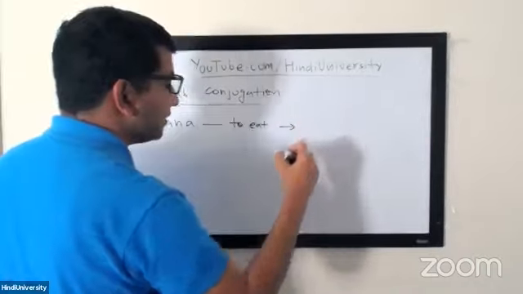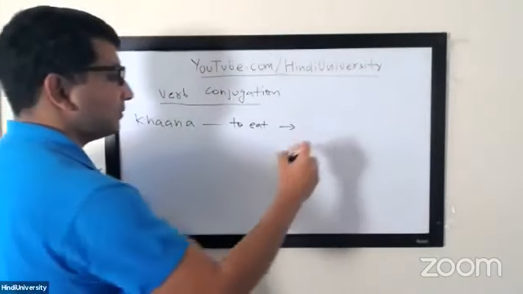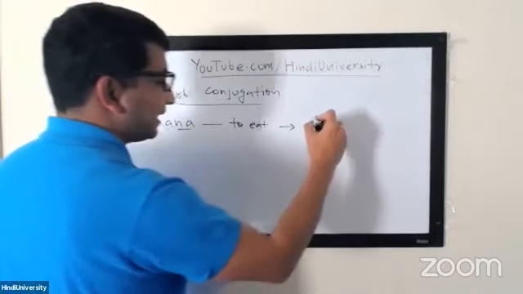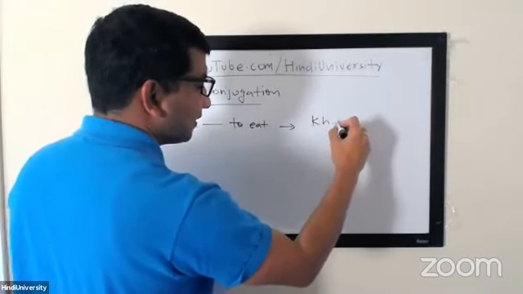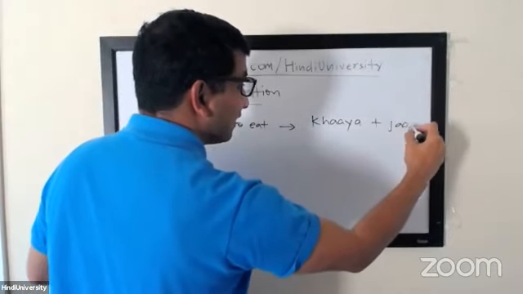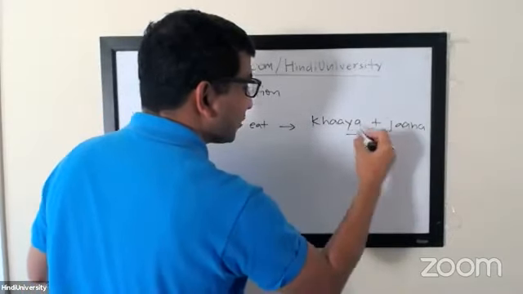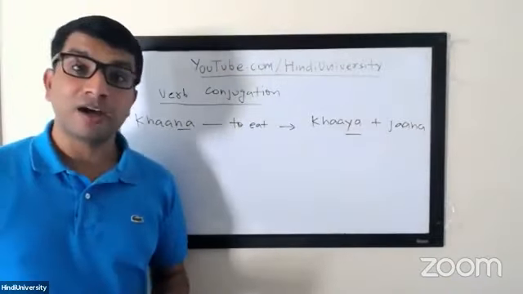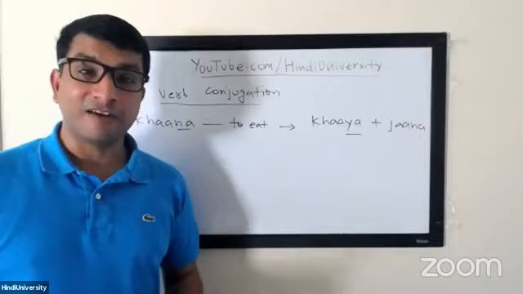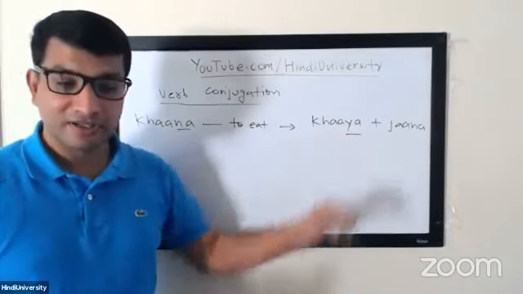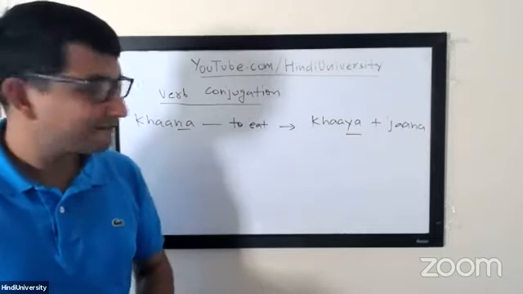How will you say it in the passive form? Khaya jana. Very good. Khaya plus jana. Tell us, how did you come up with ya? Because so far, when we said bolna, we said bola, and when we had khelna, we had khela. Now, all of a sudden, you put ya to it. Tell us why.